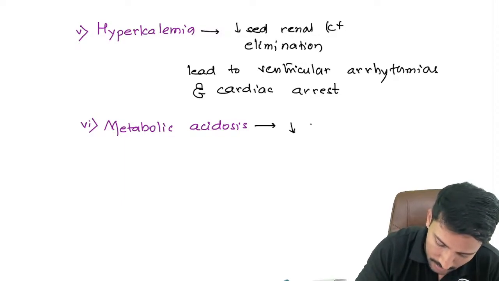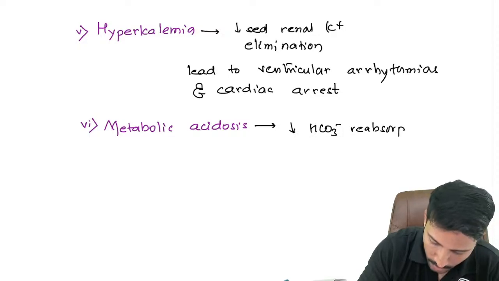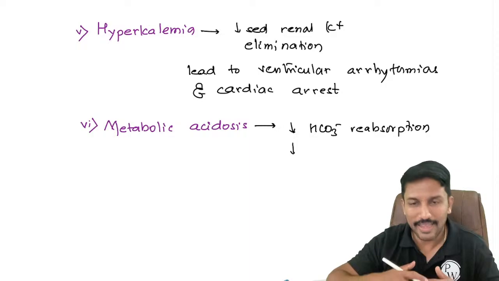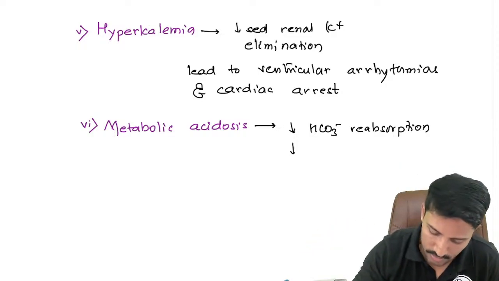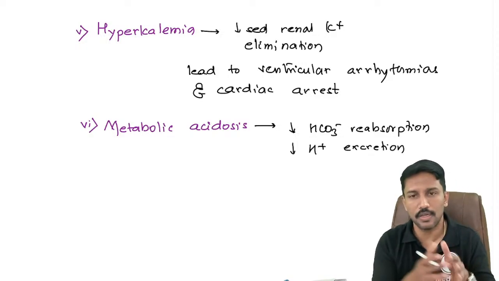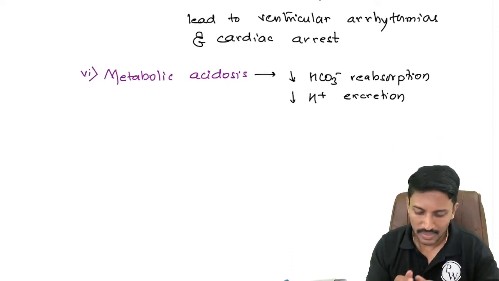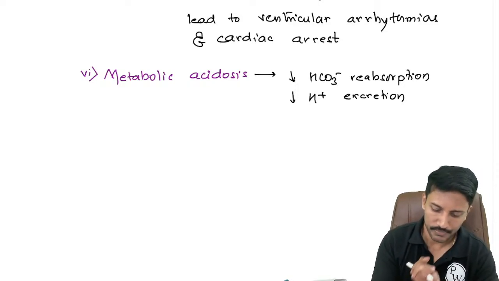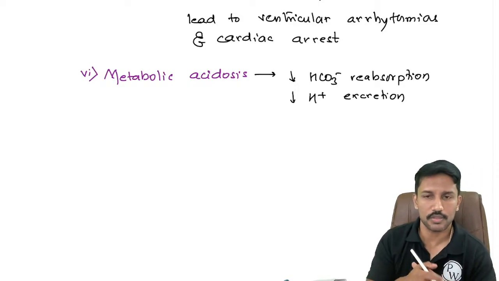Because of decreased bicarbonate reabsorption. You're not able to reabsorb the base, and you're not able to eliminate the protons or H plus ions. Decreased H plus excretion. So you're neither able to excrete acid molecules nor able to reabsorb sufficient base molecules. So you're developing metabolic acidosis, right? So these are all the common complications of chronic kidney disease.